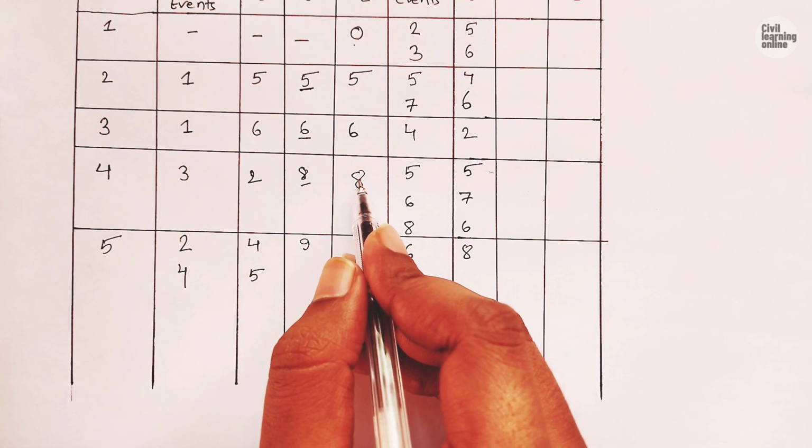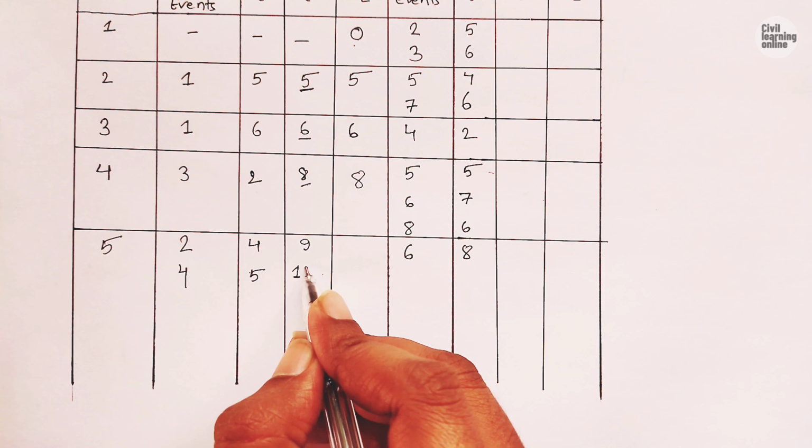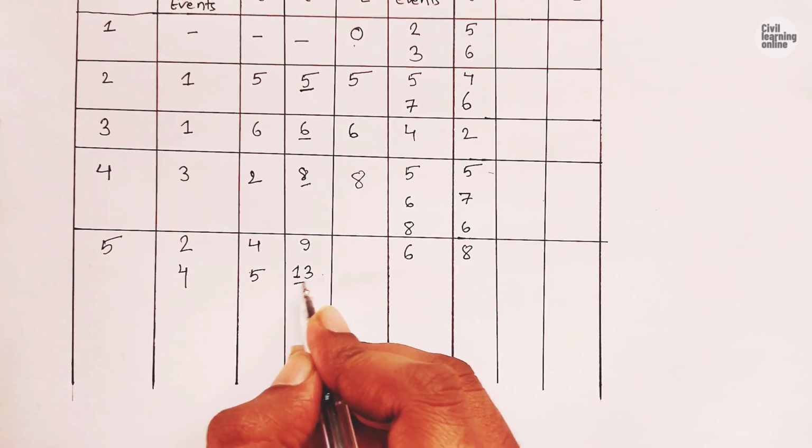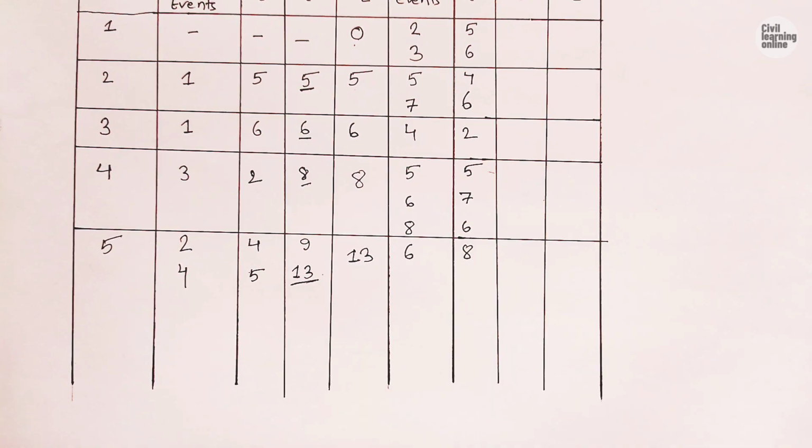Earliest expected time is 8. 8 plus 5 is going to be 13, and the maximum among these two is 13. So the earliest expected time of event 5 is going to be 13, and draw a line. Now let's talk about event 6.